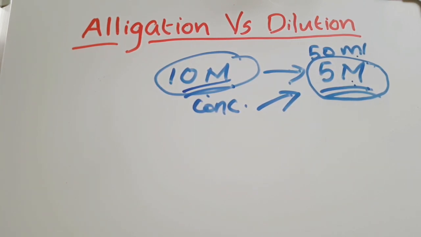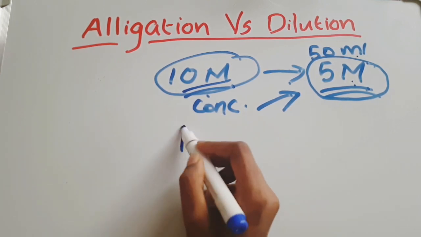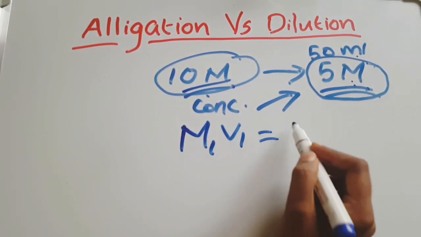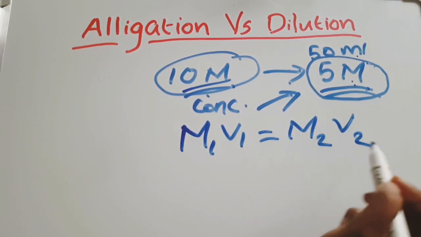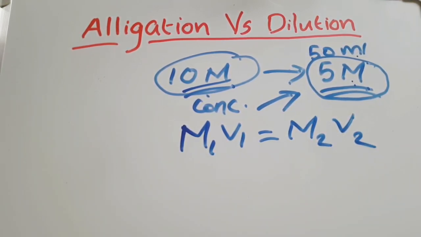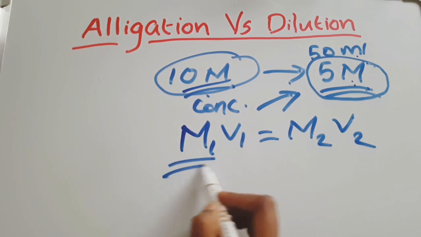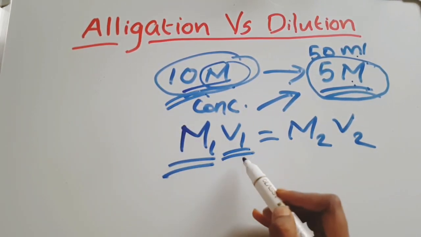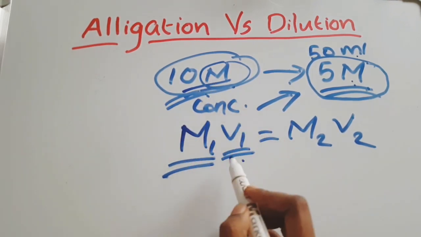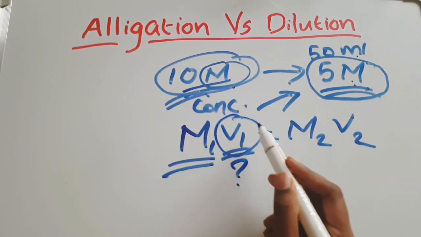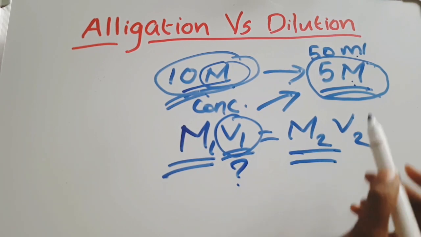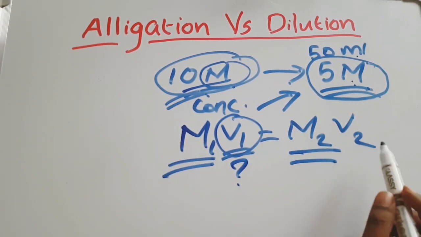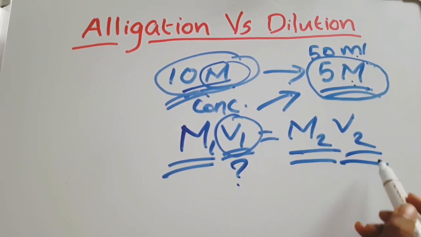For this case we are using the dilution method, and here we can use the formula M1V1 equals M2V2. So this is a simple dilution. Here M1 is the molarity of the first solution, V1 is the volume of the first solution, which we have to find out, M2 is the molarity of the second solution, and V2 is the volume of the second or final solution.